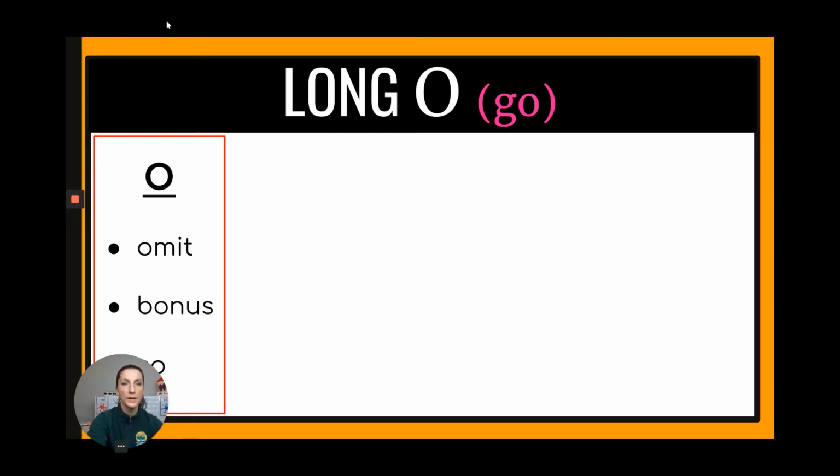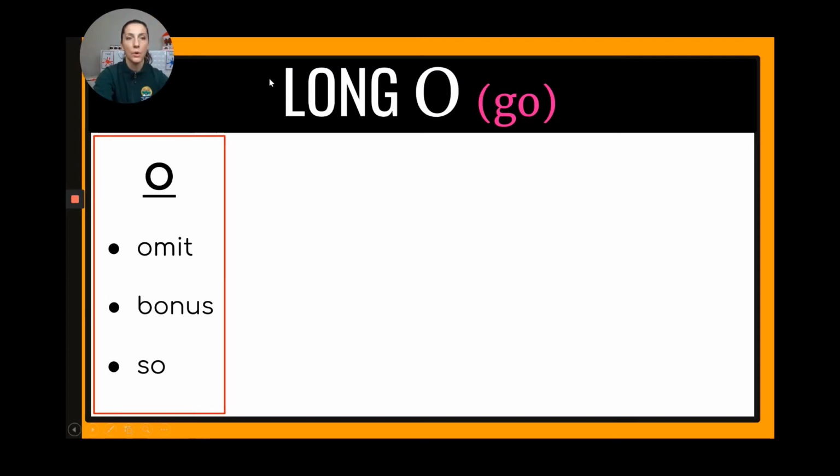One of those ways is just simply using the letter O by itself. And I want to show you with these words how you can use it at the beginning of the word, at the middle of the word, and at the end of the word. So the first word we have here is omit, right? Omit. That means to leave something out. And you see we have the long O right at the beginning of the word. Next, we have bonus, and you hear the O. Long O sounds like the letter itself, O, bonus. That's in the middle, and the word so is at the end of the word.